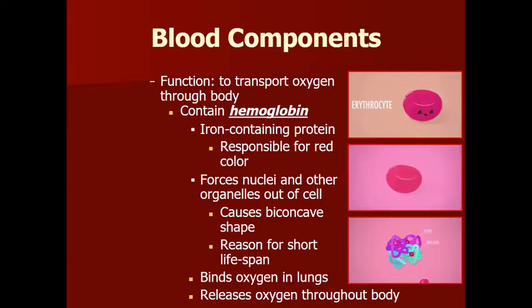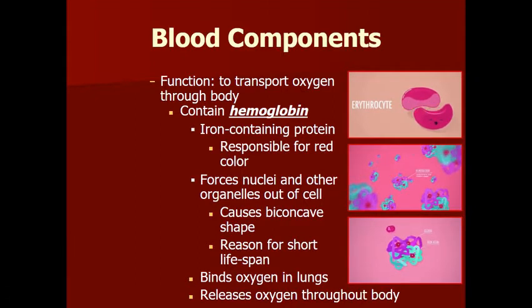And this is also the reason they have a short lifespan, because they don't have a nucleus or those other organelles. So the hemoglobin binds to oxygen in the lungs after we breathe in, and then the red blood cells will travel through your body in the blood, and it'll release that oxygen to the different locations, the different tissues and cells in your body.